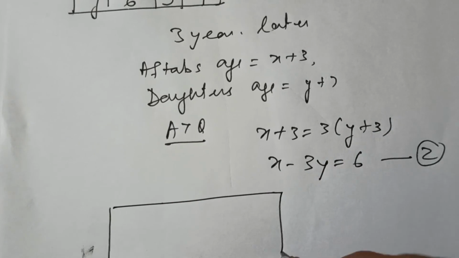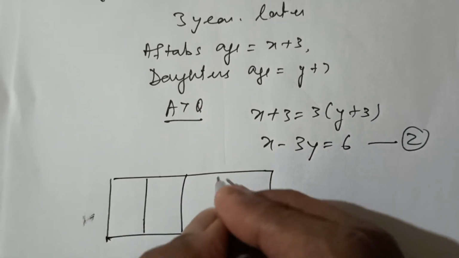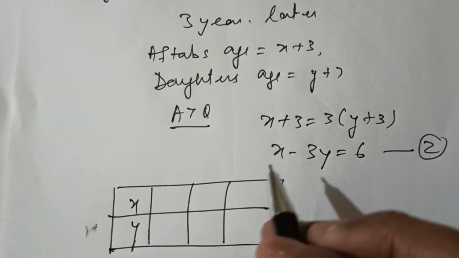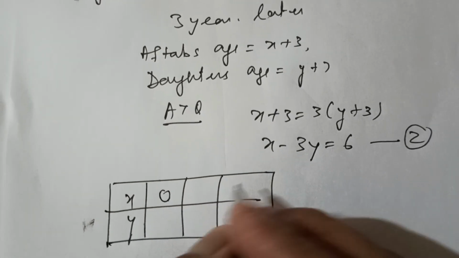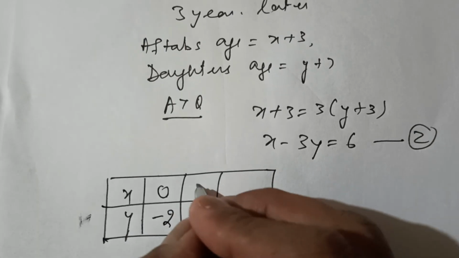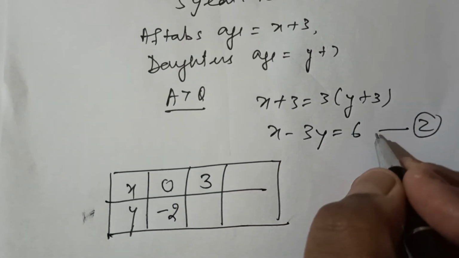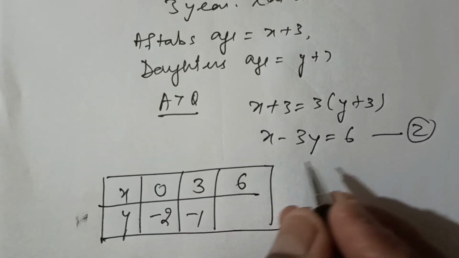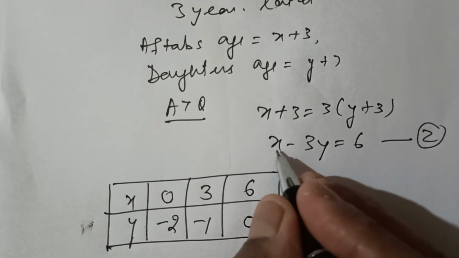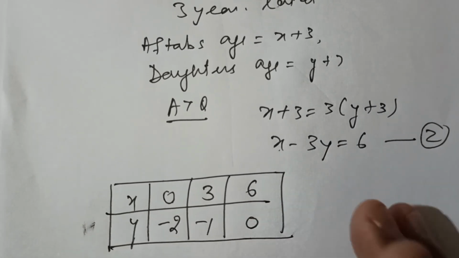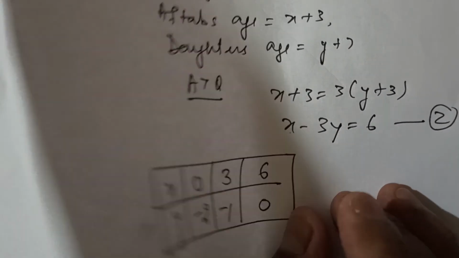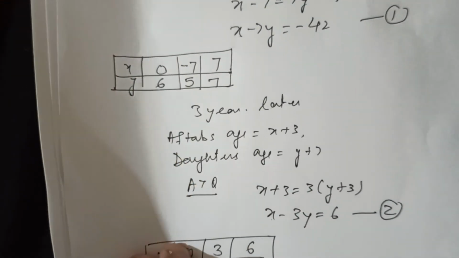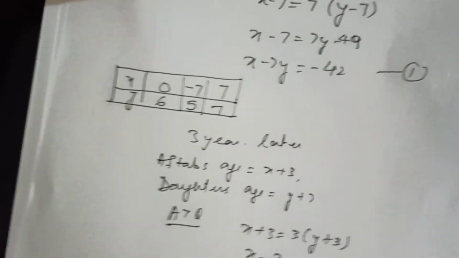Now we make a table for this. Again we will take 3 values of x. Let us take 0. If I take x as 0, y is equal to minus 2. If I take x as 3, this comes over here, y value is minus 1. If I take x as 6, this will come over here and the y value will be 0. Now students, you can see we have got both the tables. Now let us plot these tables on the graph.